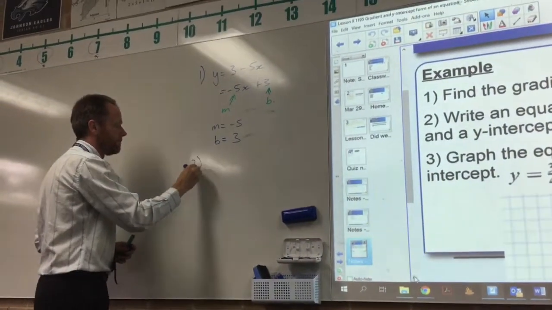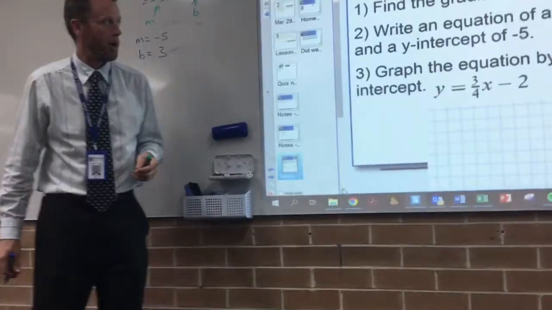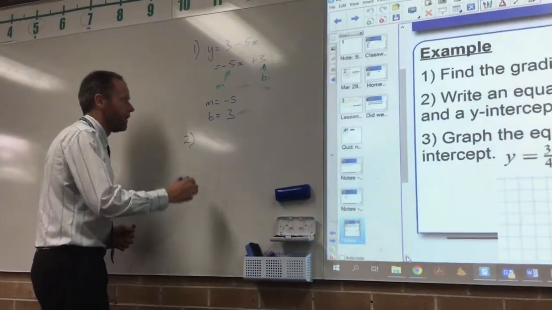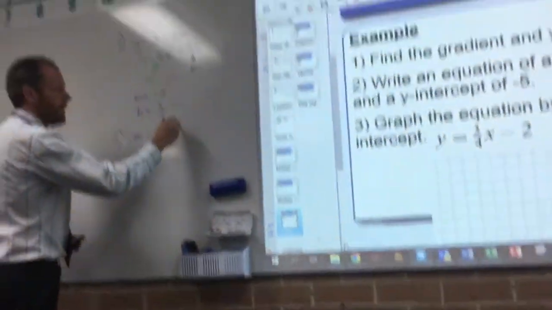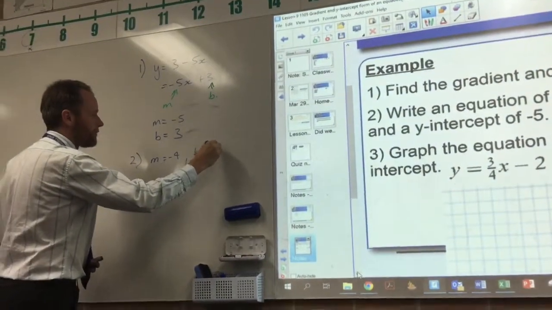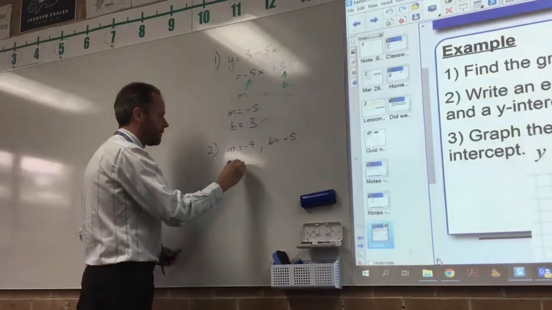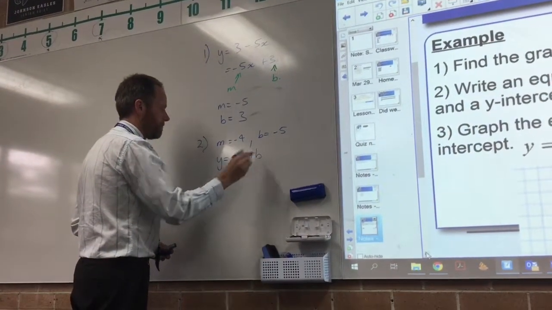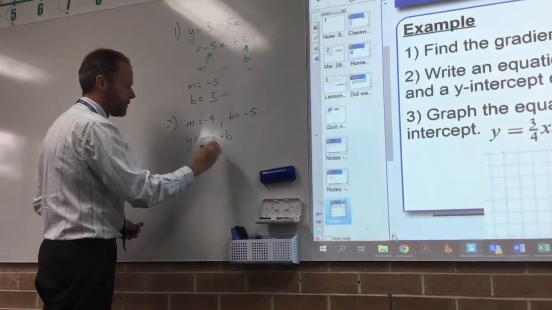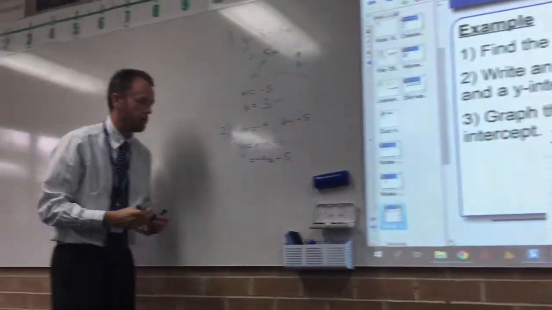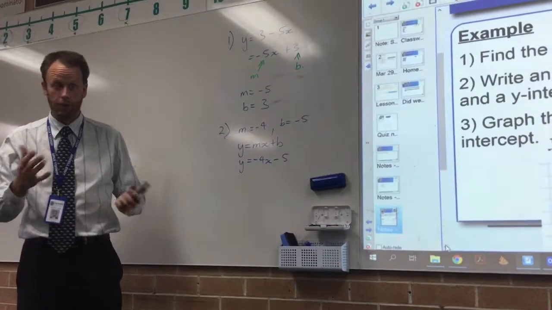Question 2 goes from the other direction. Write an equation of a line that has a gradient of minus 4 and a y-intercept of minus 5. So this time, we know that m is equal to minus 4 and b is equal to minus 5. All I need to do is substitute. y equals mx plus b. m is minus 4x plus b, but it's minus 5, so I can just write it as minus 5.